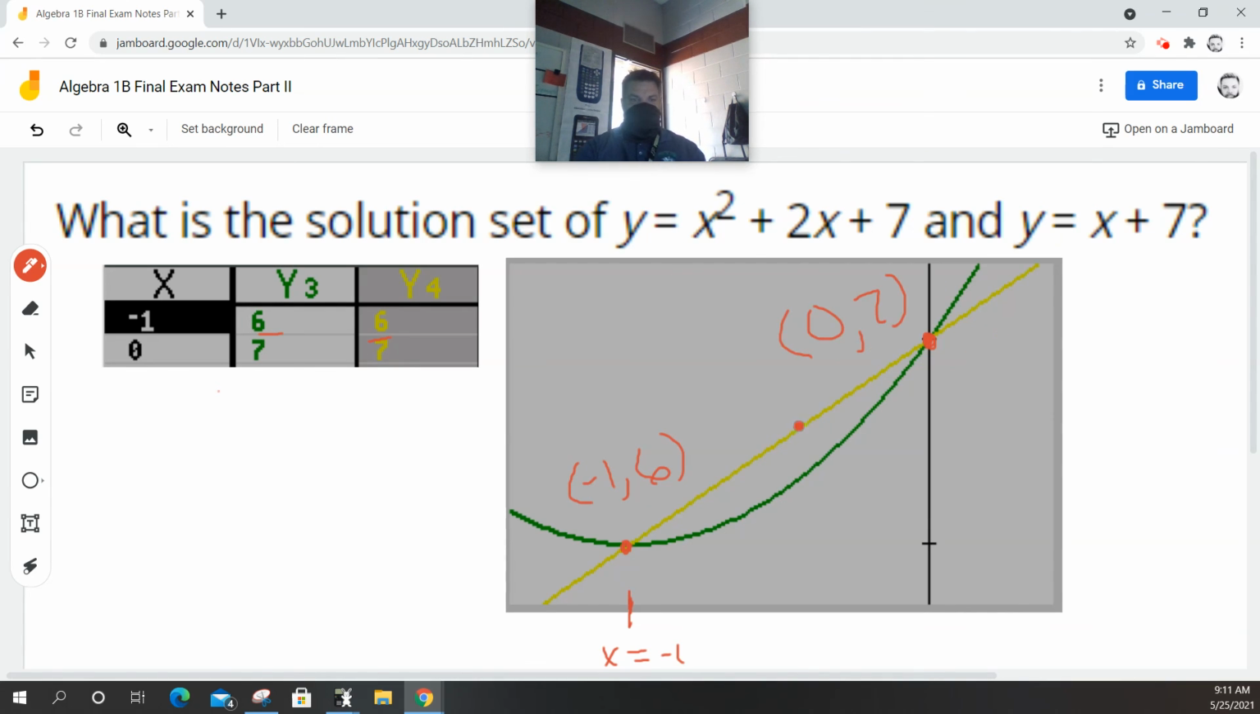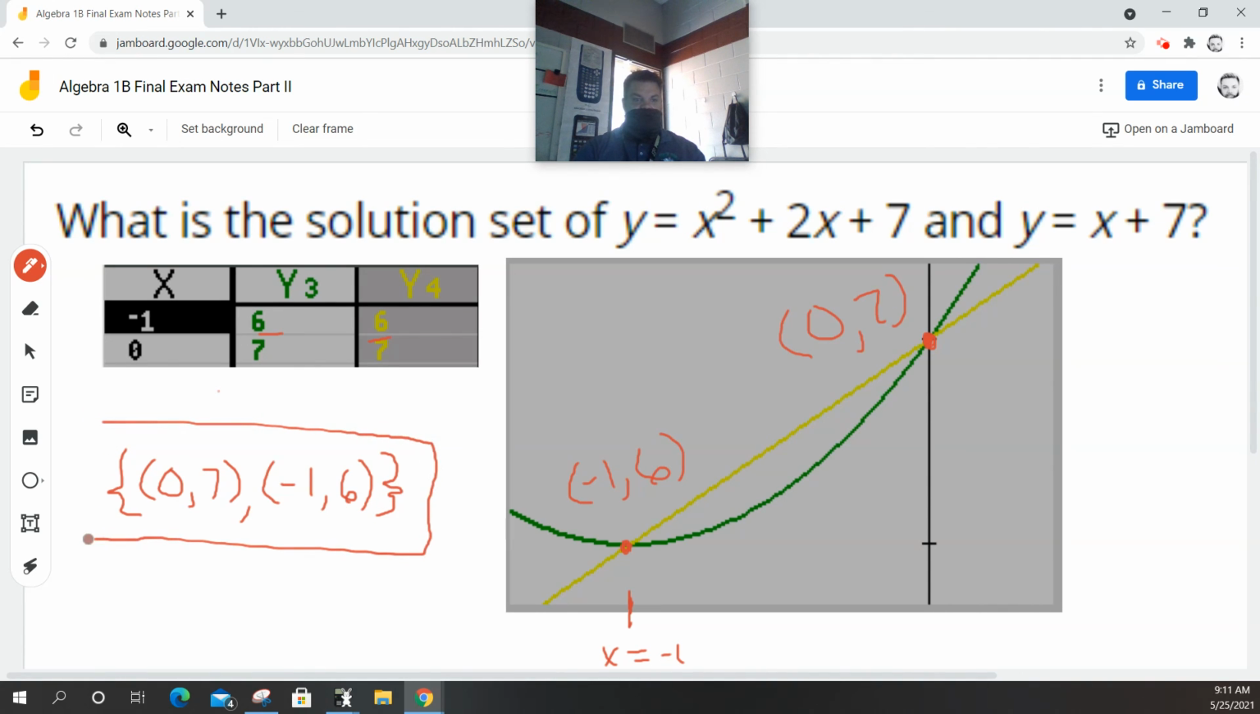So probably the way that it's written though, you could write it like this, which is 0, comma 7, comma -1, comma 6. That's actually the answer. That's how they have it written on the online assignment. Okay?